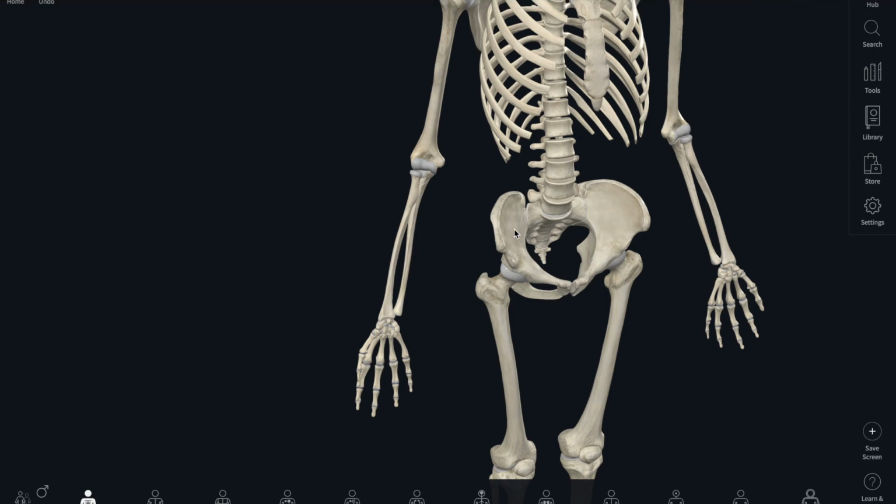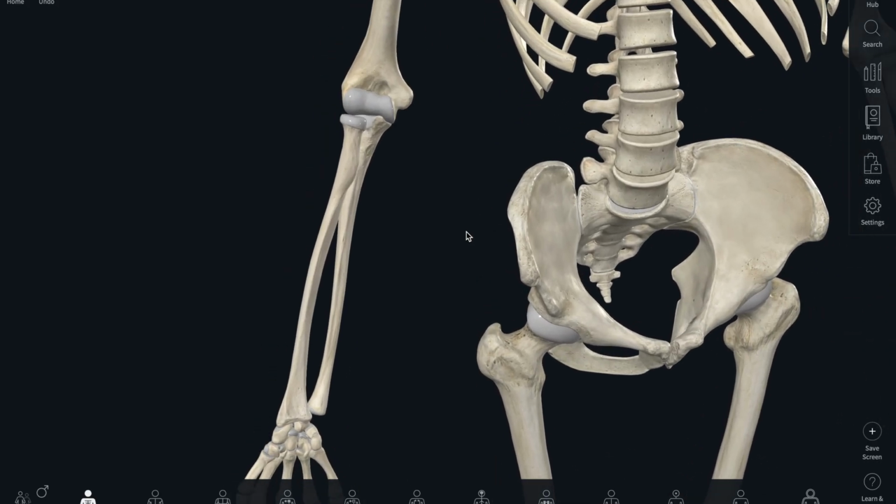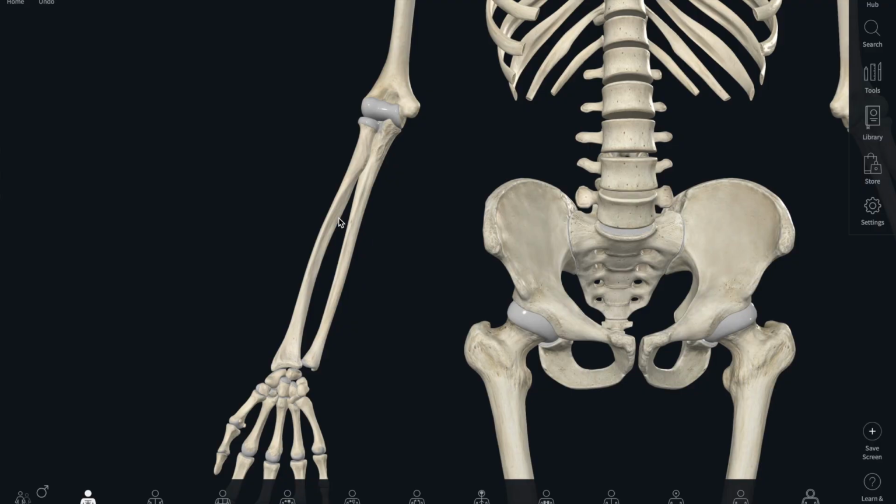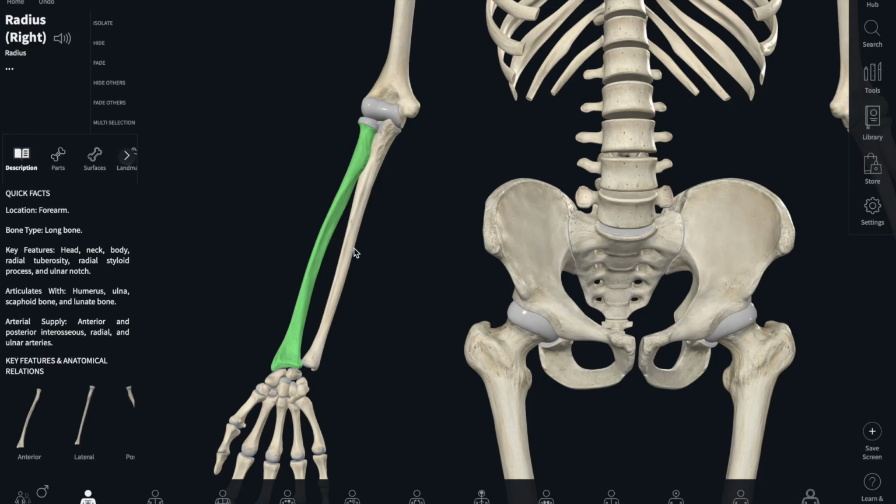I'm doing the forearm and the wrist, and I'm starting with the bare skeleton of the forearm and hand. Here we have the radius and the ulna, which are the two long bones of the forearm. The ulna is located medially, and the radius is located laterally on the pinky side.